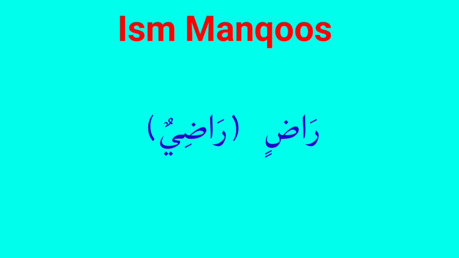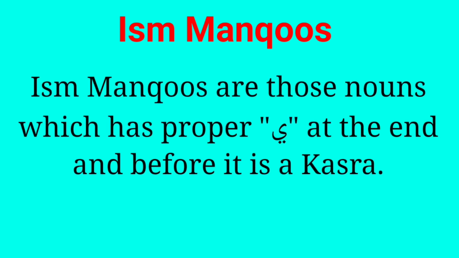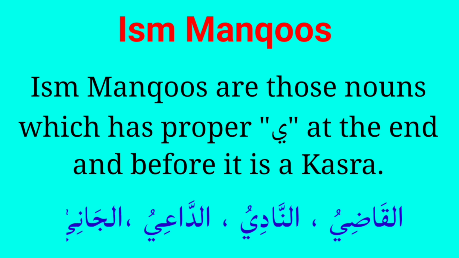And now I'll talk about razin. Razin is basically raziyun. We name it Ism Manqoos. And now what is Ism Manqoos? Let me explain it. Ism Manqoos are those nouns which have a proper ya at the end and before it is a kasra. For instance, al-qadiyu, al-nadiyu, al-da'iyu, and al-janiyu.